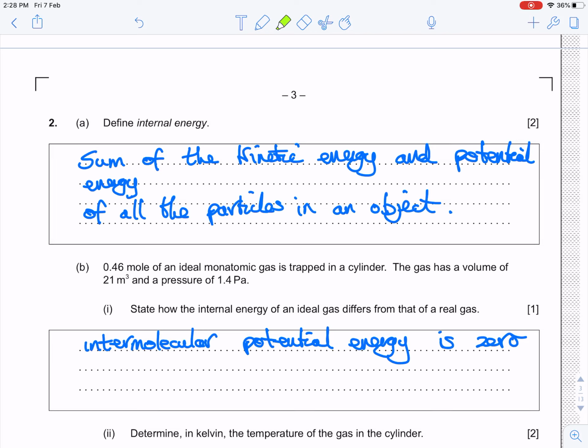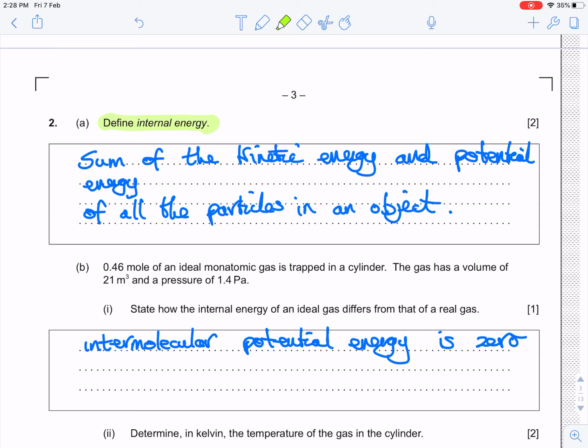Okay, so this is question 2, and this question is from topic 3. It's thermal physics, so let's quickly read it. Define internal energy. So it wants a definition for what internal energy is.